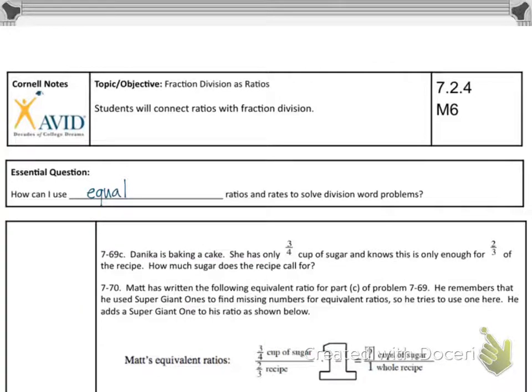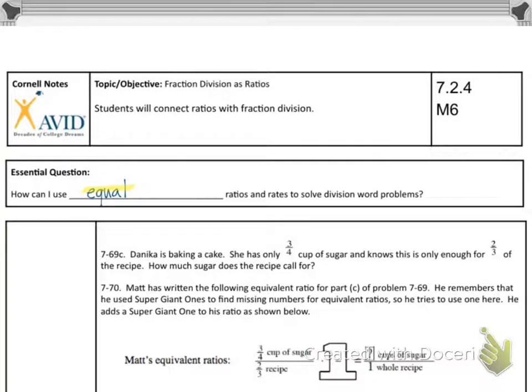Math 6, Lesson 7.2.4. Essential question. How can I use equal ratios and rates to solve division word problems? Again, how can I use equal ratios and rates to solve division word problems?